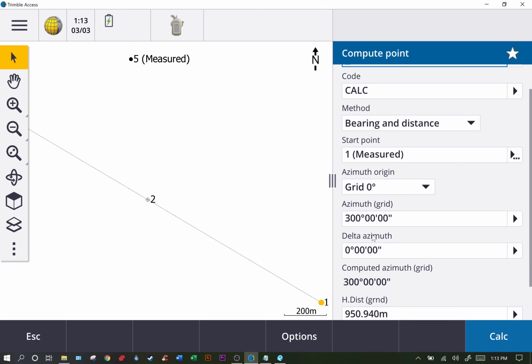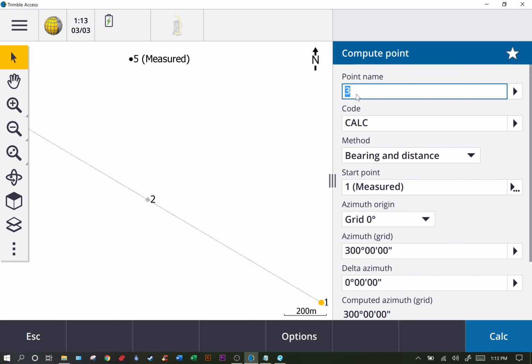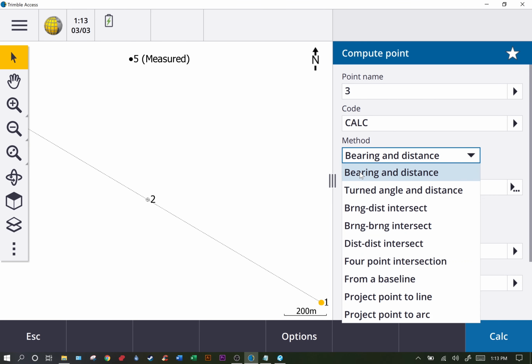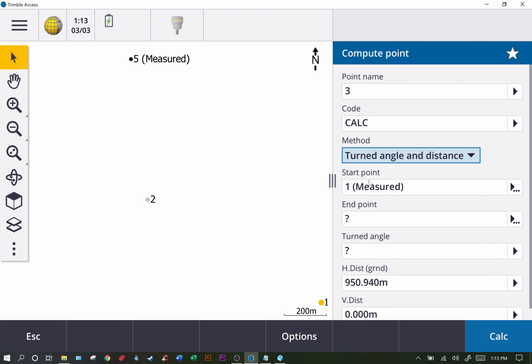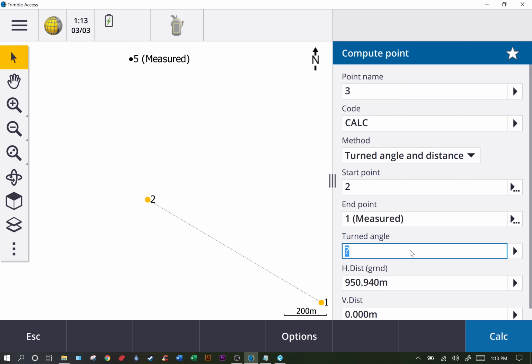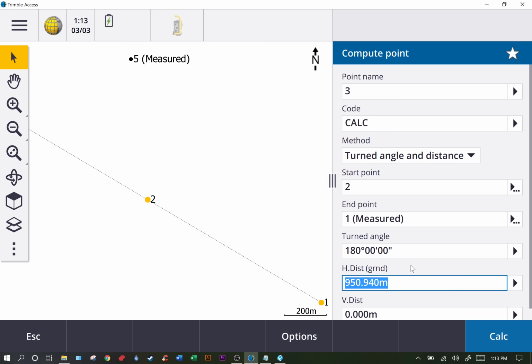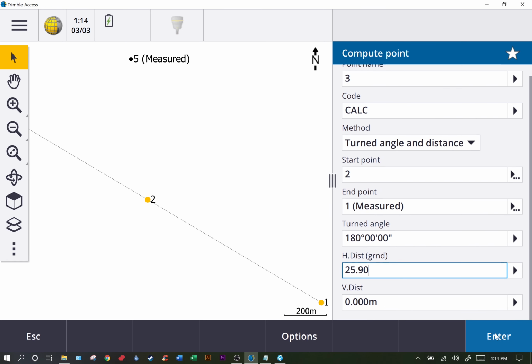So I'm going to do, so point 3, calc, my method is going to be turned angle and distance. I will do baseline for the rest of the calcs, but just to show this one, I'm going to do that. My start point is going to be at point 2. My end point is going to be point 1. My turned angle is going to be 180 degrees, and my distance 25.90 from the plan.